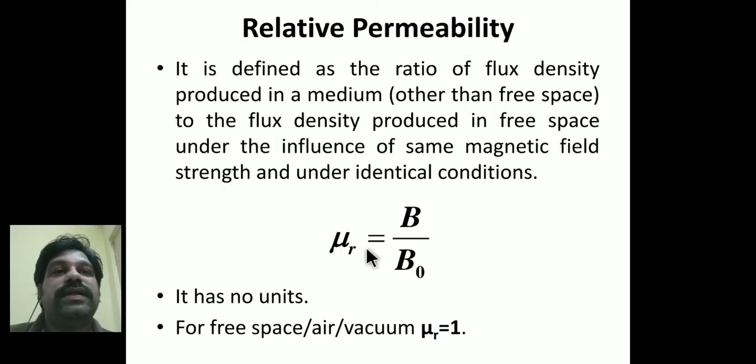Next, relative permeability. This is designated with the symbol mu r. It is defined as the ratio of the flux density produced in a medium other than free space to the flux density produced in free space under the influence of the same magnetic field strength and under identical conditions. So if you calculate the ratio of flux density in the medium to that in free space, the ratio is called mu r. That is, mu r is equal to B by B naught. Since these two have the same unit, mu r has no units. Therefore, for free space or air, B becomes B naught, so the mu r value is equal to 1.